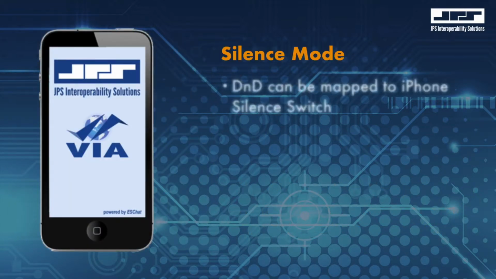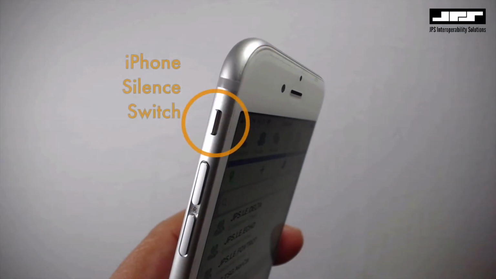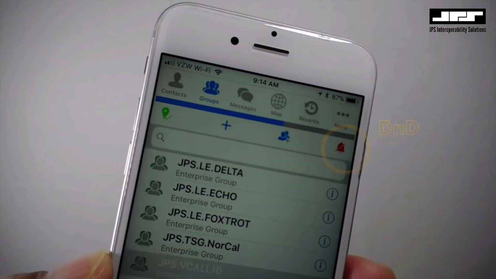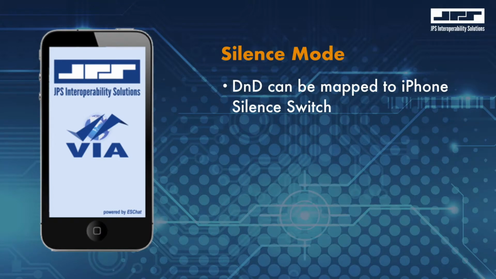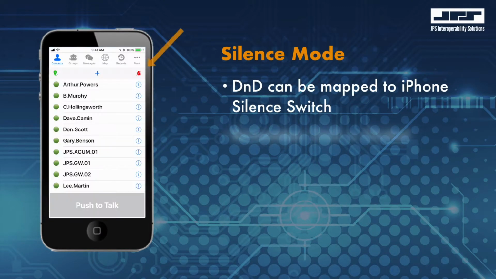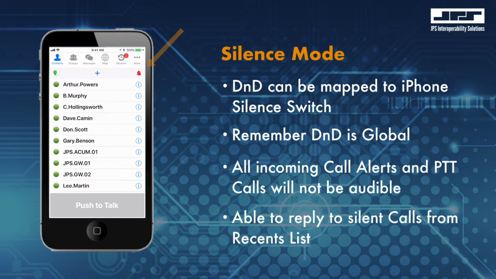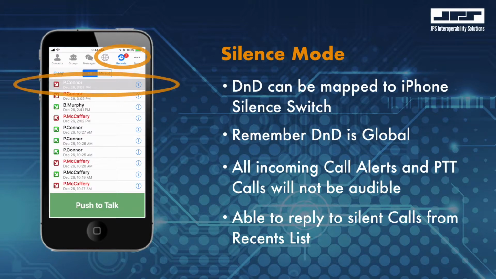Enabling and disabling global Do Not Disturb can optionally be tied directly to the silence switch on the iPhone. Switching the iPhone to silence effectively enables global Do Not Disturb. And as you recall, Do Not Disturb is global. Remember, when another VIA user sends you a PTT call or alert call, your device will remain silent and no audible alert tone will be emitted. And at a later time, you have the opportunity to contact the person that attempted to contact you. From the recents list, highlight the call of interest, press and hold the push-to-talk button to reply.